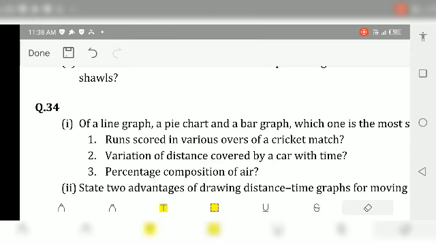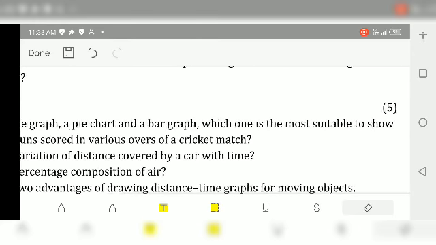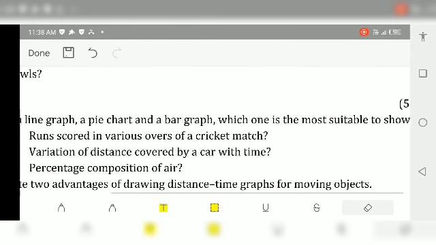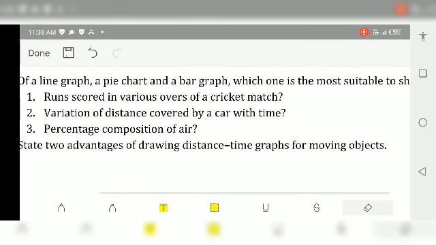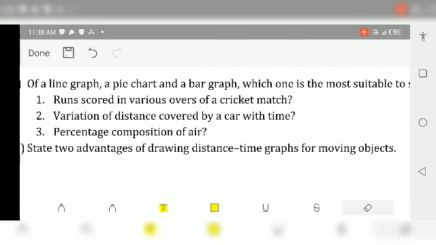Next question is: of a line graph, a pie chart, and a bar graph, which one is the most suitable? Runs scored in various overs of a cricket match. Answer for this is bar graph. Variation of distance covered by a car with time. Answer for this is line graph. And percentage composition of air. Answer for this is pie chart.